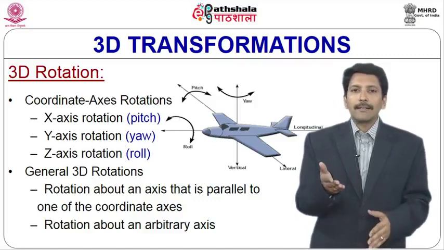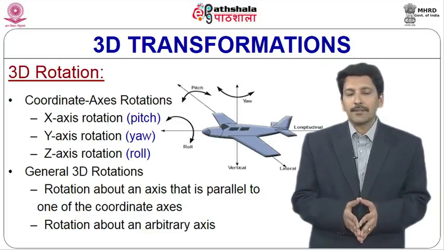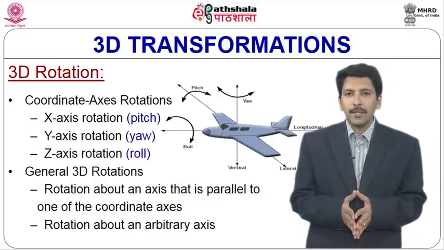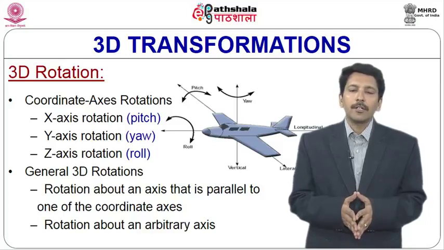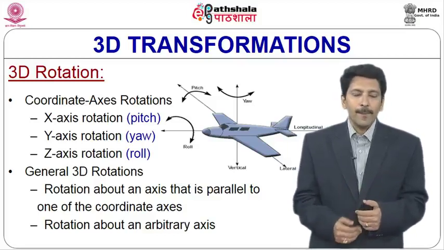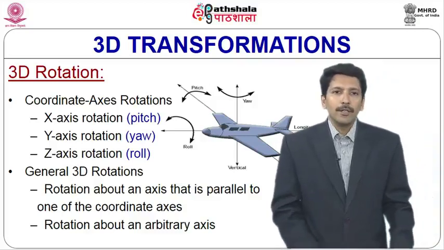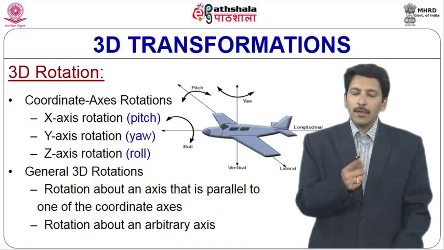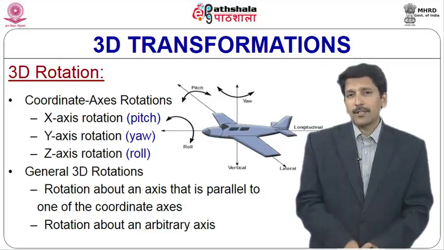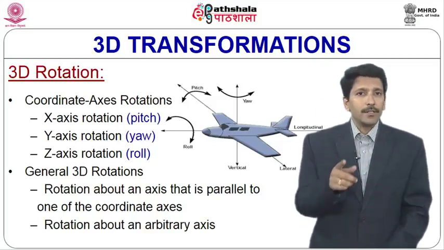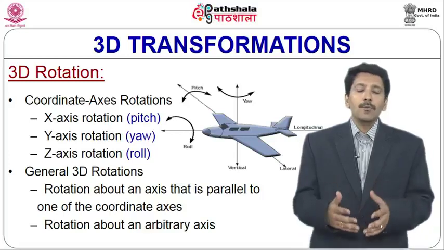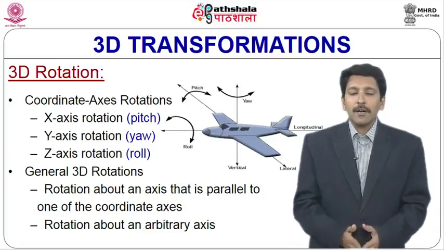So, rotation about the x axis, rotation about the y axis and rotation about the z axis. The technical names are: rotation about the x axis is pitch, rotation about the y axis is yaw, and rotation about the z axis is roll. Now, which rotation is considered positive and which negative? As you can recollect from the discussion on 2D rotation, rotation in the anti-clockwise direction about any pivot point in 2D is considered positive. But how do we consider positive rotation in 3D? For that again there are conventions.